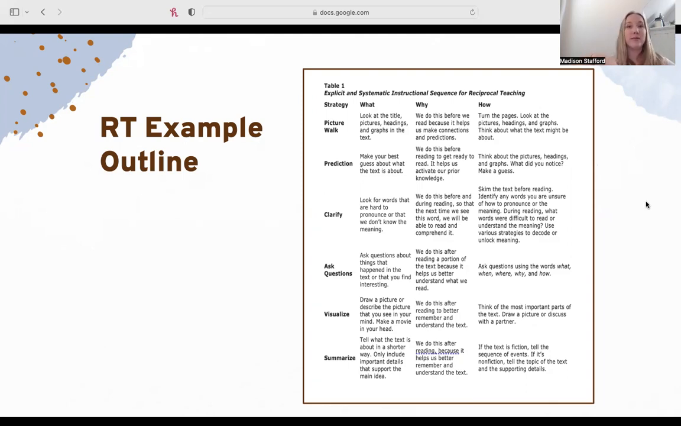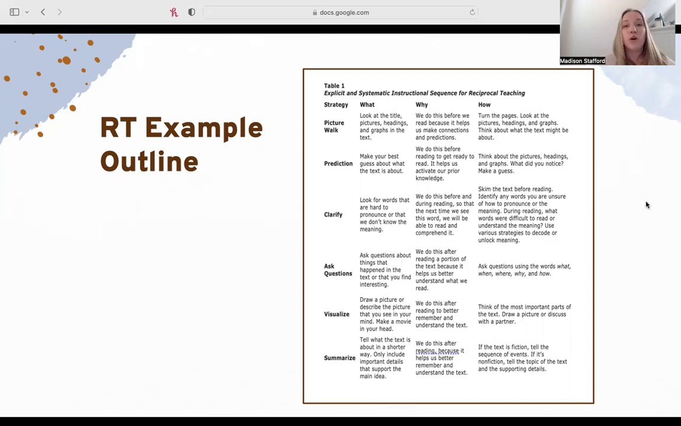So students are starting to make those predictions about what it is they're about to read, starting to either spark that prior knowledge or to start building that pre-knowledge that they're going to need for the book. Then they're going to make a prediction, make your best guess about what the text is going to be about. And we do this before reading to get ready to read.